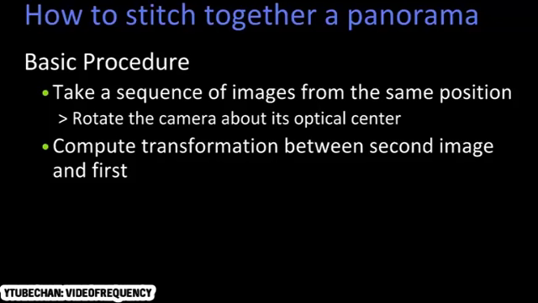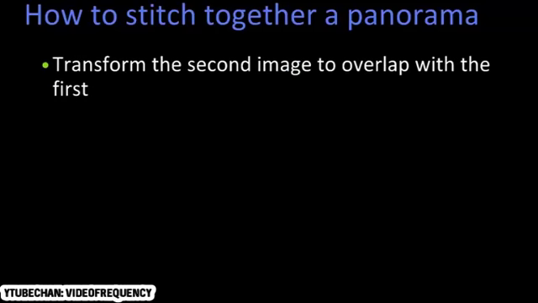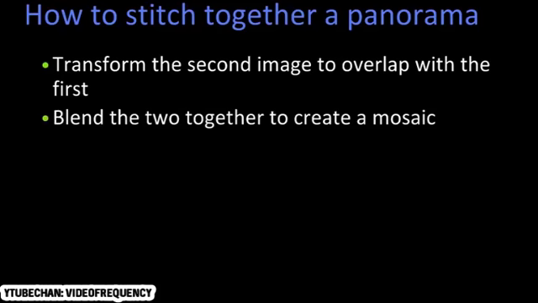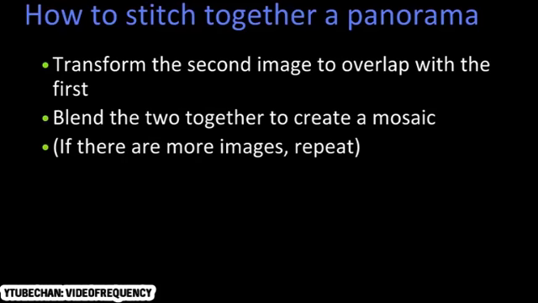Then what you're going to do is compute a transform between the second image and the first, or the first and the second. And then you transform that second image to overlap with the first according to the correct transformation. And then you have to blend those two pictures together to make the mosaic. And of course, if there are more images, then you have to repeat.